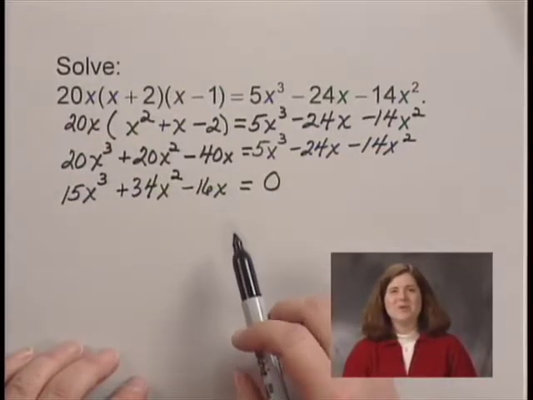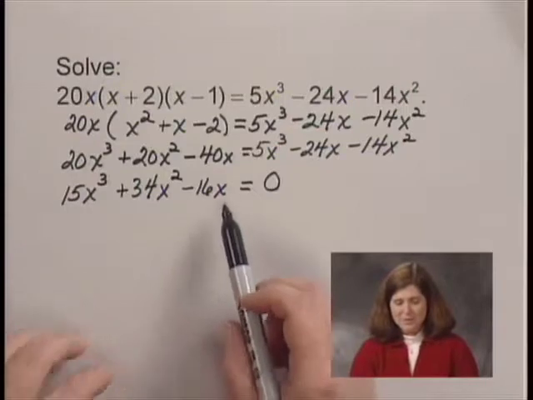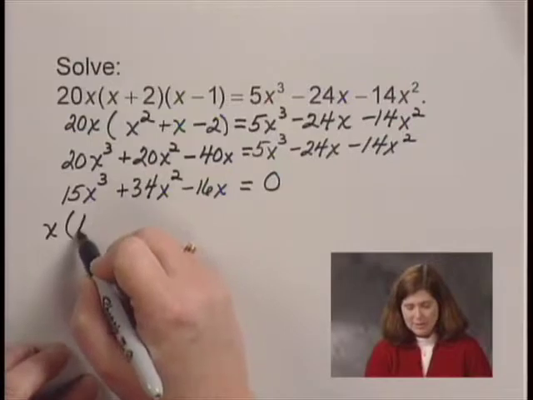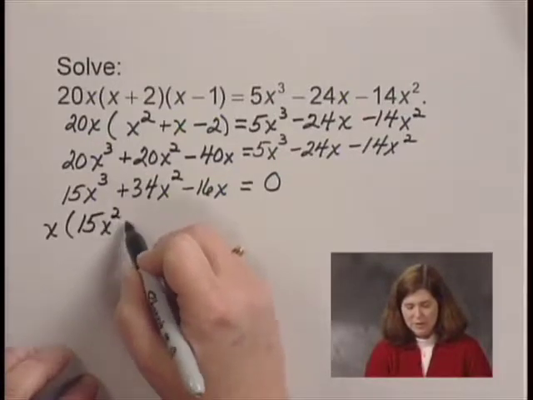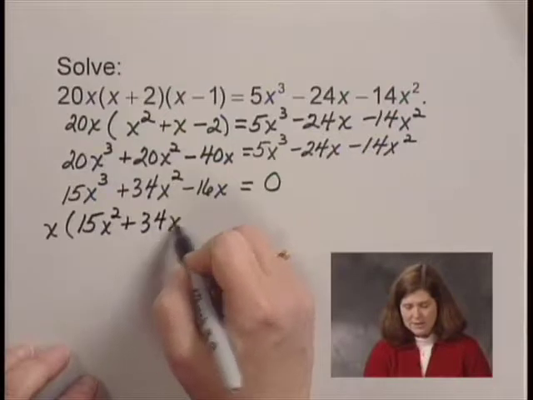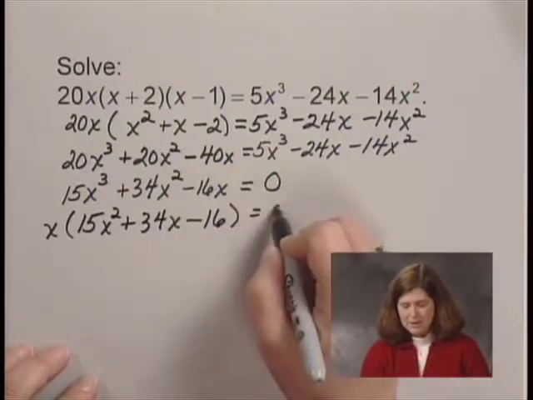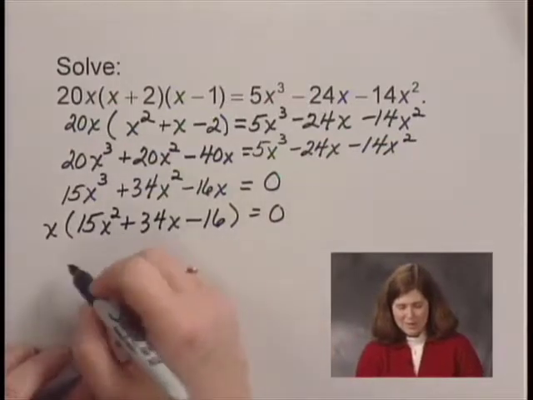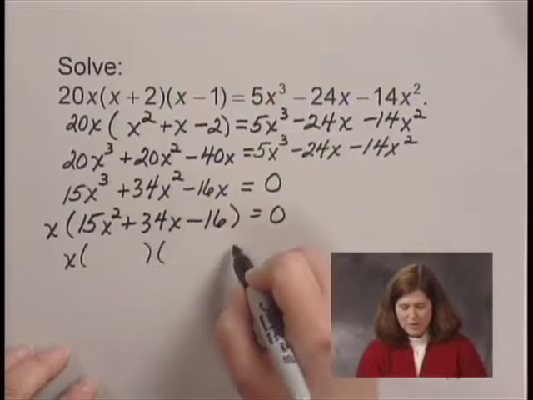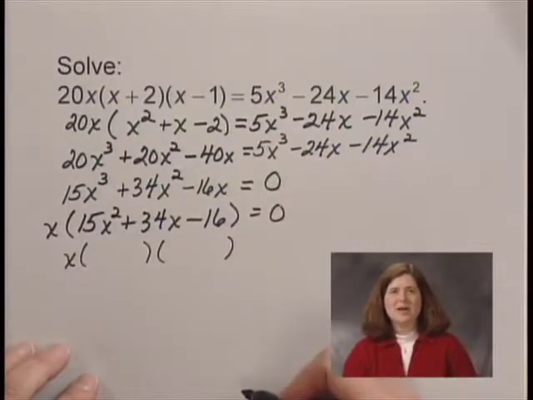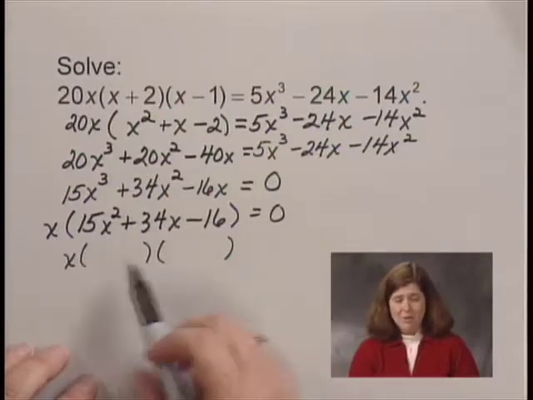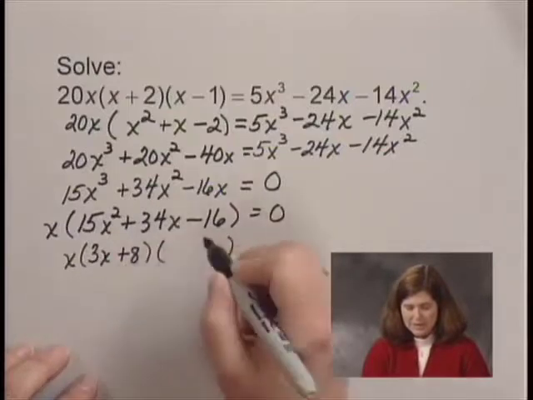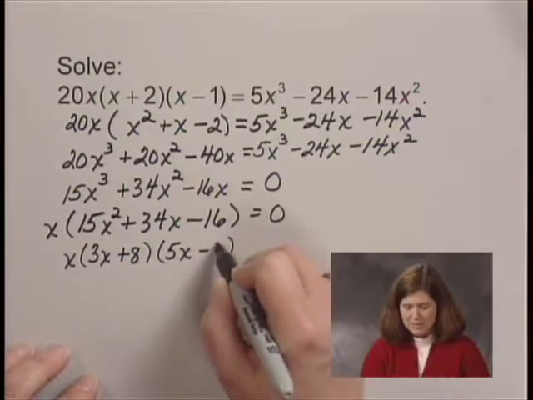Now I use the principle of zero products, which means I need to factor. So I start by factoring out the common factor x. I write x times 15x squared plus 34x minus 16, and that equals 0. And now I need to factor this trinomial. It factors into two binomial factors, and I might need to use some trial and error or the AC method in order to factor this. And it would factor into (3x plus 8) times (5x minus 2).